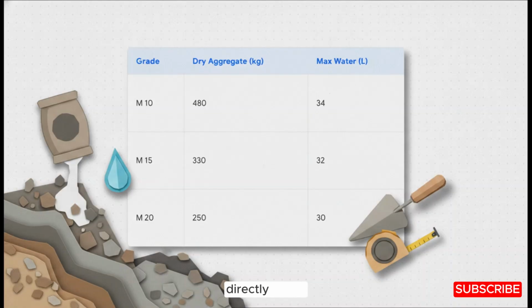Well, looking directly at the IS 456 engineering code, you can see how nominal mixes completely lock you into strict limits. Let's say you want an M20 grade concrete, meaning a mix that can handle 20 megapascals of pressure. The code dictates exactly 250 kilograms of dry aggregate and a strict maximum of 30 liters of water per 50 kilogram bag of cement. There is zero flexibility here. It doesn't matter if your local sand is exceptionally fine or your crushed stone is already soaking wet. The recipe is the recipe.